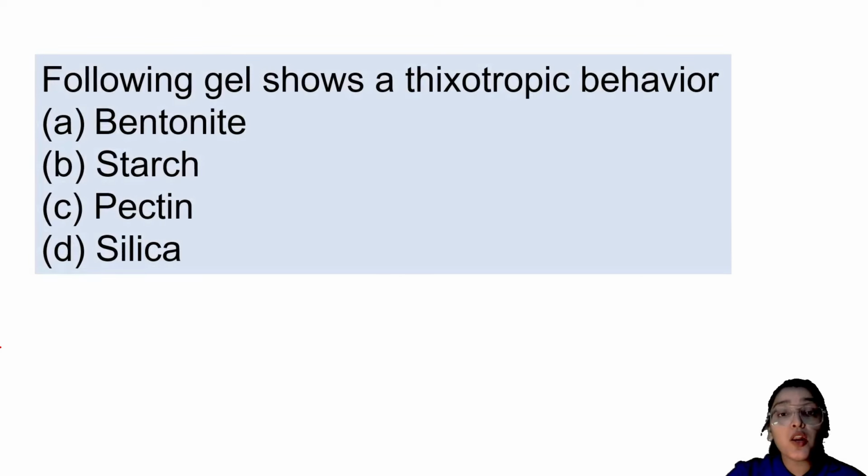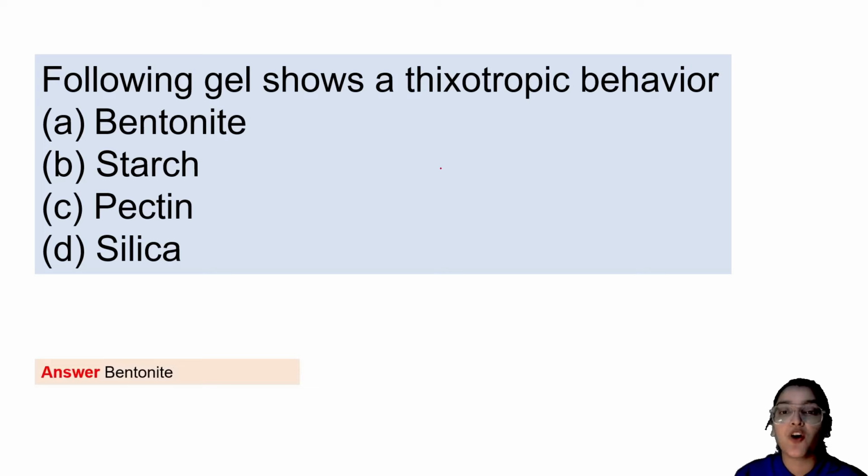Next, which of the following gels shows a thixotropic behavior? Very easy question. Options are bentonite, starch, pectin and silica. I'll just give you a few seconds so that you can write the answer below, and I hope you get the right one. So yes, now we'll discuss the answer, that is the bentonite.